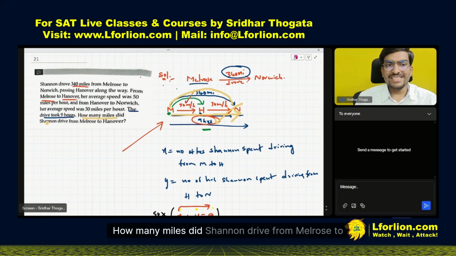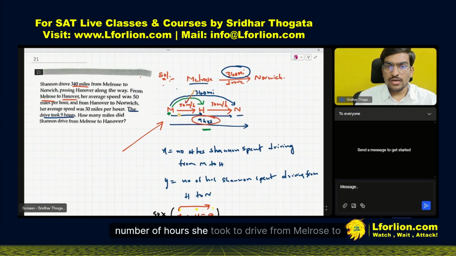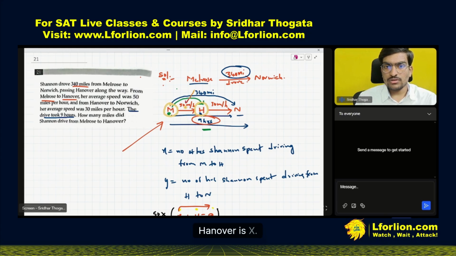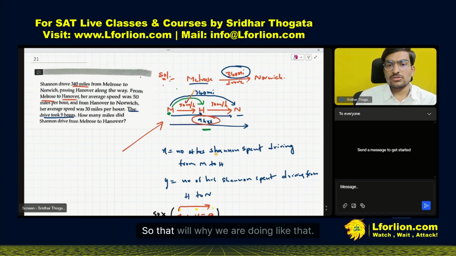How many miles did Shannon drive from Melrose to Hanover? We just need to find how many miles she drove from Melrose to Hanover. That's the question. So we consider the number of hours she took to drive from Melrose to Hanover as X and from Hanover to Norwich as Y. We are trying to form equations with the given information. We have a total of 9 hours, so X plus Y equals 9 hours.